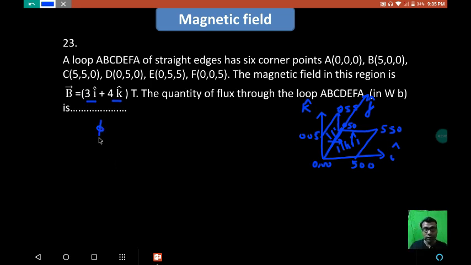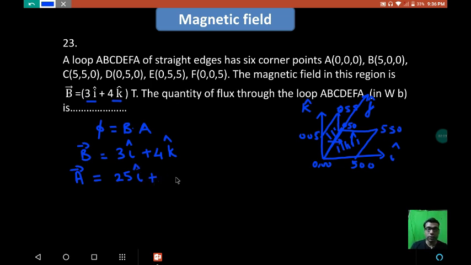Simply we know that the flux is equal to B dot A. So in the x direction, the magnetic field is given as 3i cap plus 4k cap. The area vector in this direction is 5 and 5, so it is 25 i cap, plus again 5 and 5 for the k direction, 25 k cap.